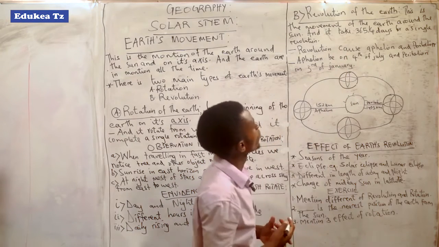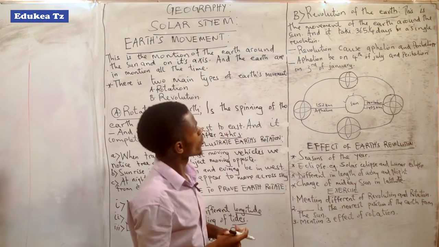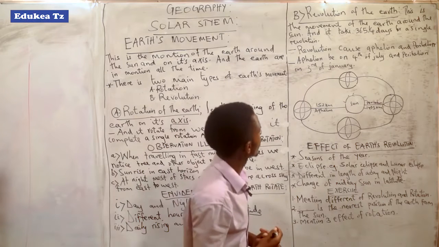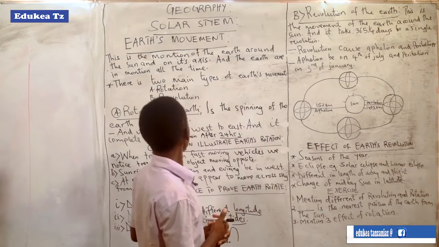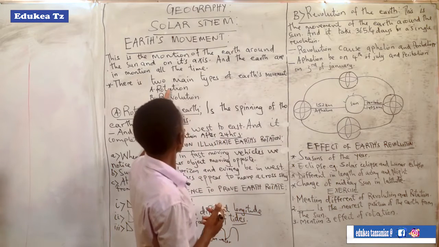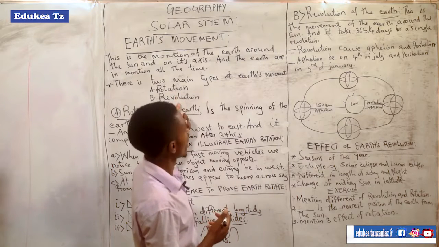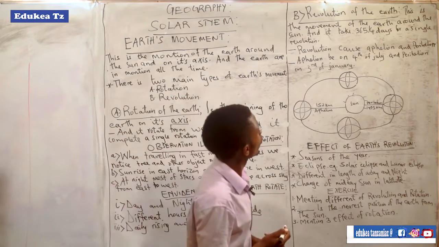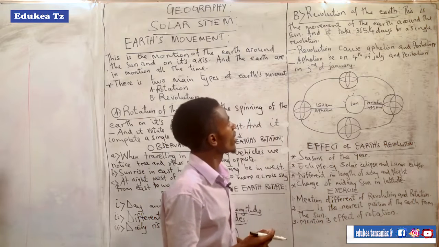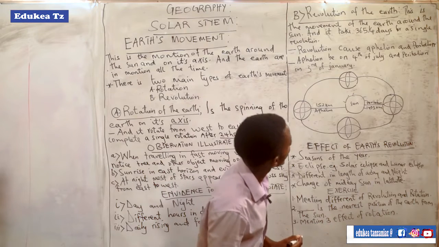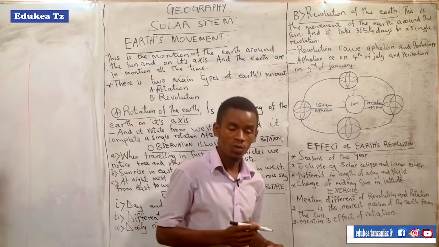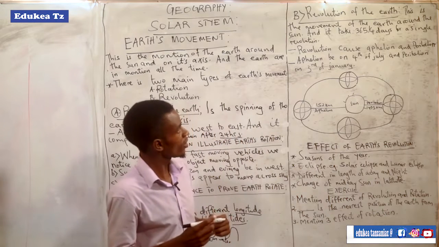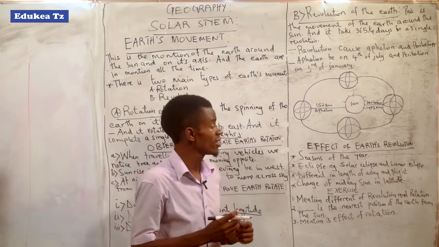Revolution of the Earth. Revolution of what? Of the Earth. So when we talk about the revolution of the Earth, it is another type of movement. As I told you, we have two main types: rotation and revolution. When we talk about revolution, this is the movement of the Earth around what? Around the sun. So we have to understand that the motion of the Earth on its axis is rotation.